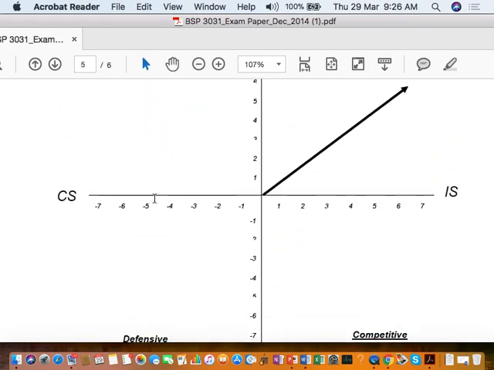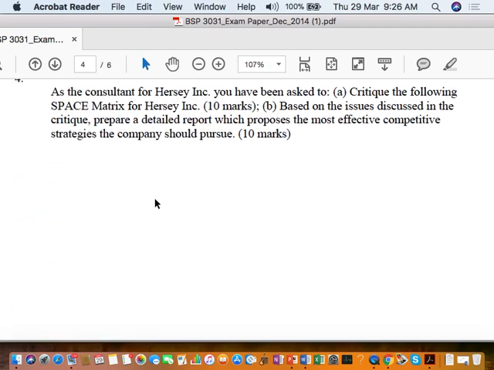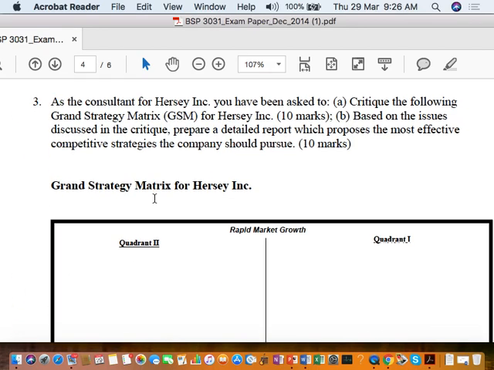So let's look at the grant strategy. Same, we went through this before. As consultant to Hersey, you'll be asked to critique the following grant strategy matrix, 10 marks, based on issues discussed in the critique. Prepare a detailed report which proposes the most effective competitive strategy the company should pursue.